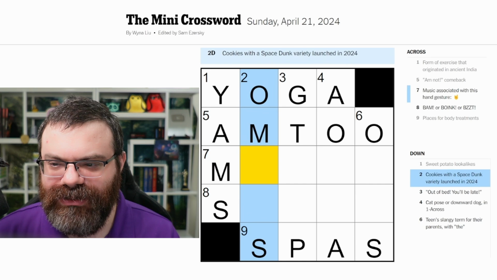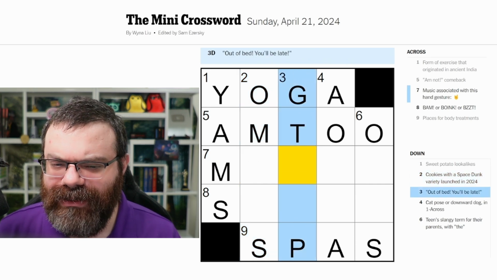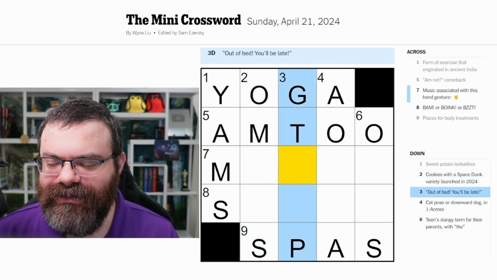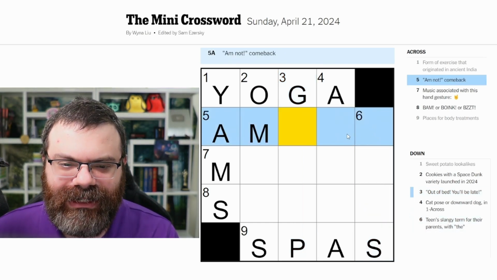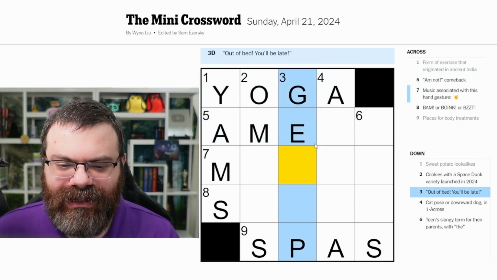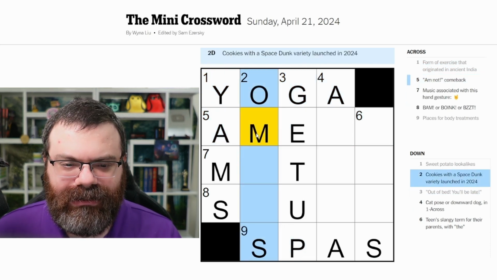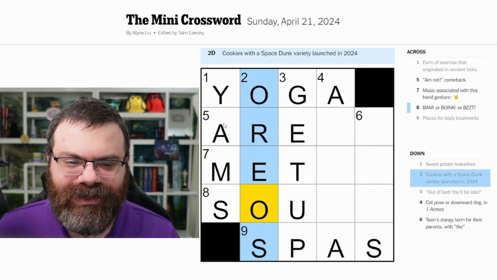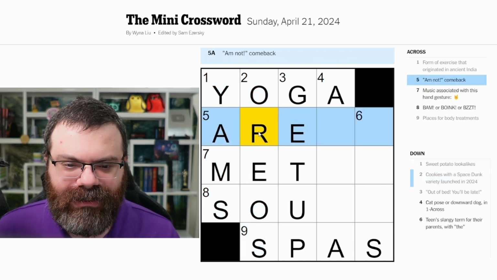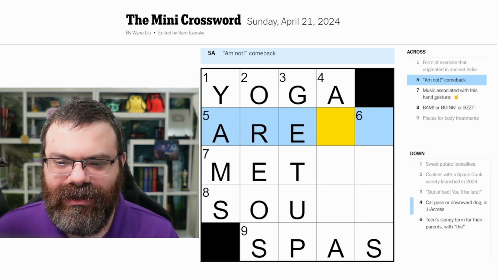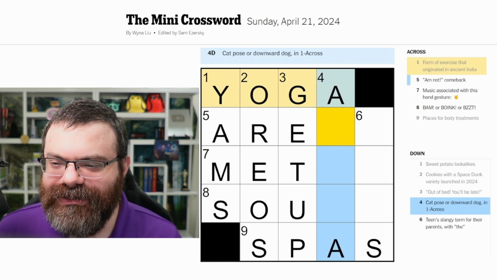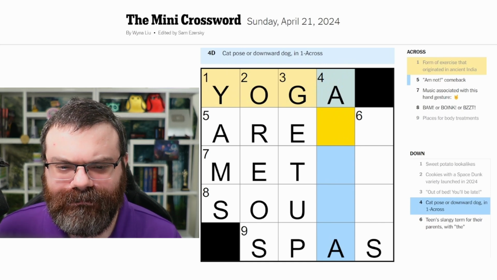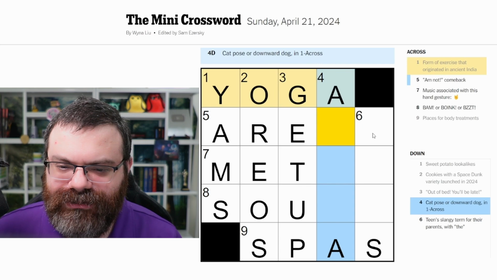Oreo cookies. I'm not sure. Uh-oh, this says GT. Get out of bed, you'll be late. This is get up. Okay, that one is wrong, which really surprises me. But this is get up. Is this Oreos? Oh, R. Okay, Oreos, I assume. I thought it might be Oreos, but then we had the M there. I don't know. What's this down? Cat pose or downward dog? Yoga pose. I'm not sure.